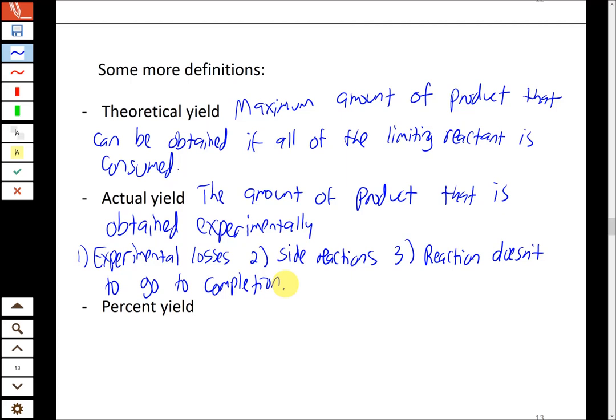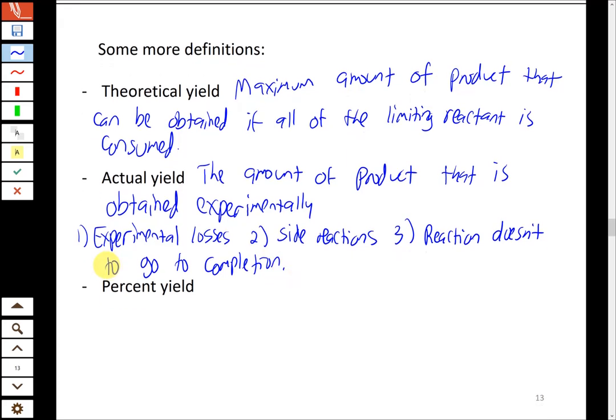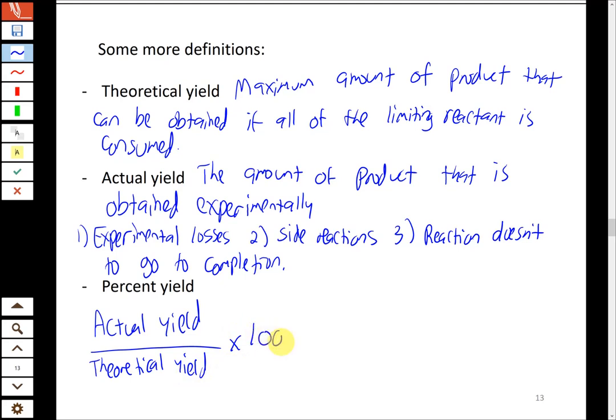It's never going to be more than it, obviously. And there's a lot of reasons why that can be, and I'm listing a couple of them here concisely to point them out. So then what you would calculate from these is what's called your percent yield. So this is going to be the actual yield divided by the theoretical yield. Then you multiply that by 100, because remember, percent is always out of 100.